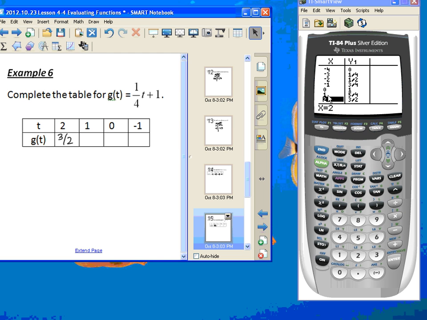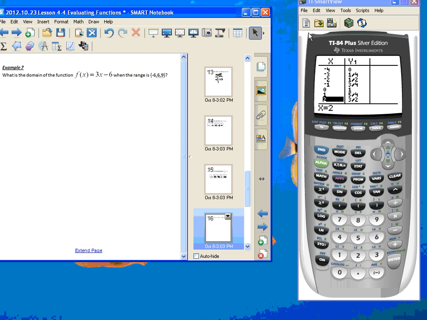When t is 1, the g of t value is 5/4, which is the same thing as 1.25. When t is 0, y is 1. And when t is -1, g of t is 3/4, which is 0.75. So either one is acceptable.